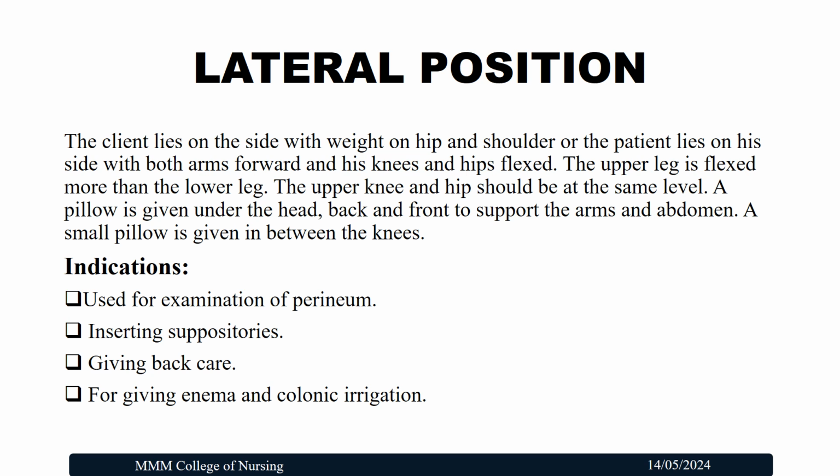Lateral position: the client lies on one side with weight on a hip and a shoulder, or the patient lies on the side with both arms forward and his knees and hips flexed. The upper leg is flexed more than the lower leg. The upper knee and the hip should be at the same level. A pillow should be given under the head, back, and front to support the arms and the abdomen. A small pillow is placed in between both the knees.